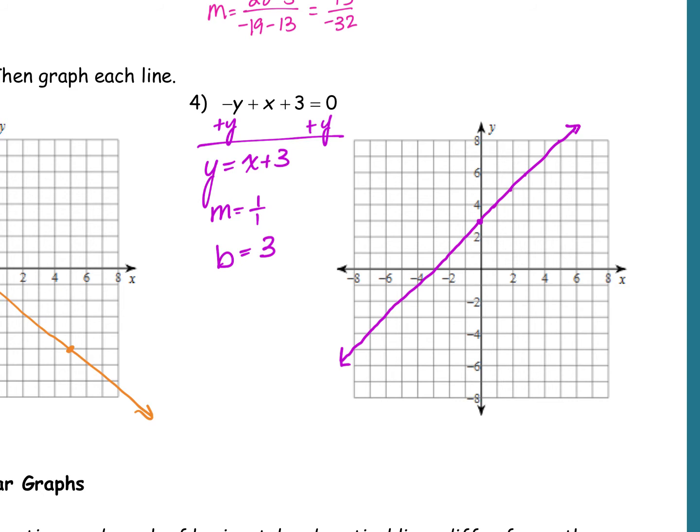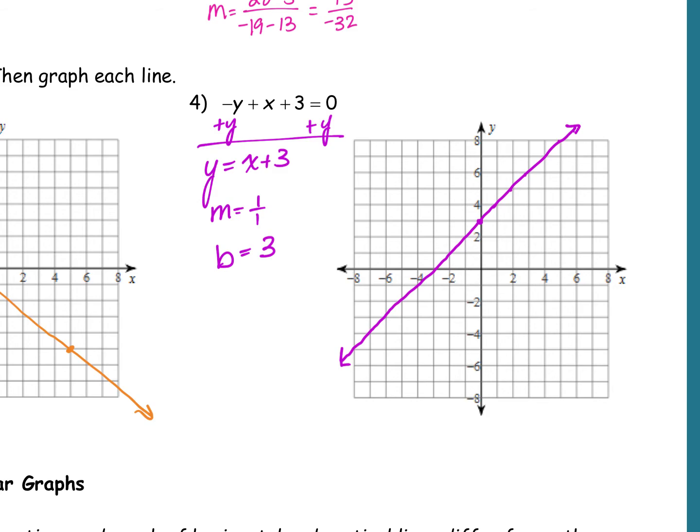Wait, so how did you get 1, 1? Well, how many x's do I have? 1. And slope is a fraction, right? Rise over run. So how do you turn a whole number into a fraction? Put a 1 underneath it. Okay. Are you okay with that? Good question.